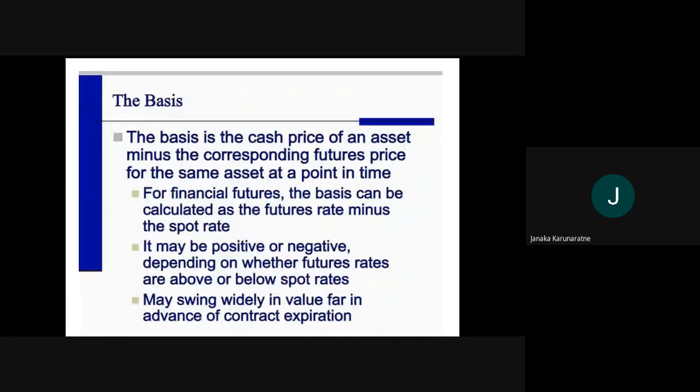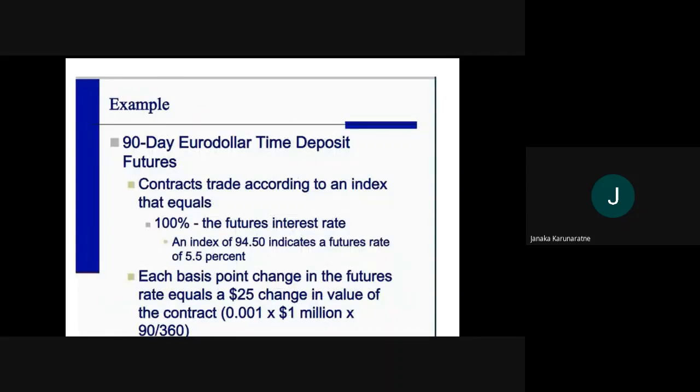None of you told. Okay, now look at the index. An index of 94.5. The index price equals 100 minus the futures rate. If the futures rate goes up, what happens? What would be the price? Price goes down. If the interest rate comes down, price will go up. If the future interest rate goes up, price will go down.